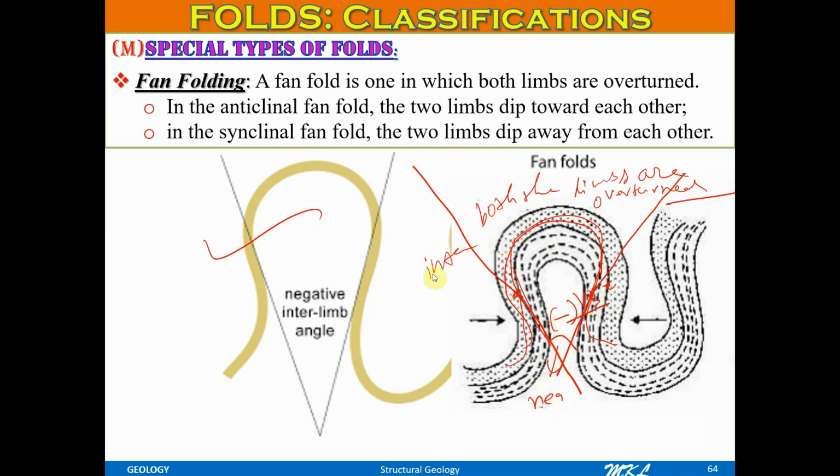So if the intersection is happening on this side, on the closing side, then it will be called a positive intersection angle. And if it's happening on the opposite side, it's called the negative intersection angle, because on this side they don't intersect. So a fan fold is one in which both limbs are overturned.